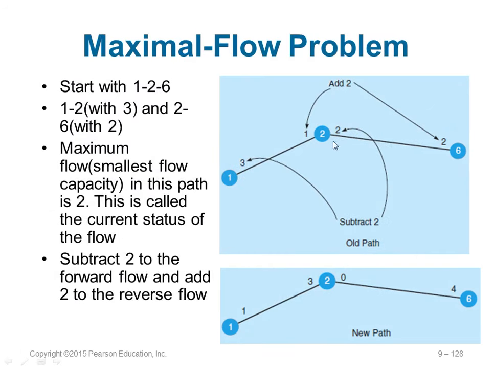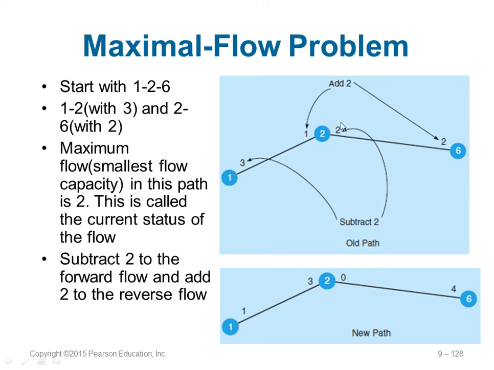Among these, 1 to 2 is with 3. 2 to 6 is with 2. And 6 to 2 is with 2, which is 200 cars. 2 to 1 is 1. Now you find out which one is in the forward direction. Which one is the minimal value? The minimal value is 2. So take this minimal value, subtract it in the forward direction and add it in the reverse direction.